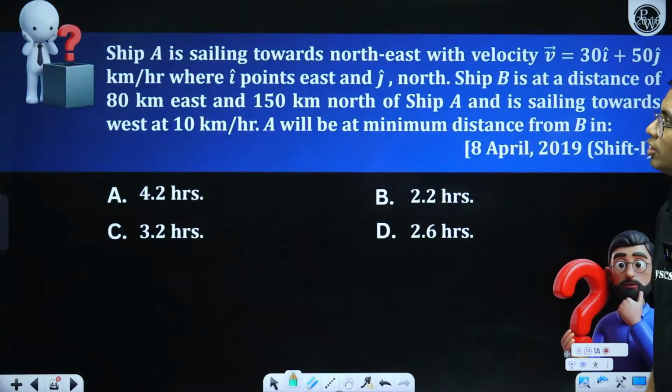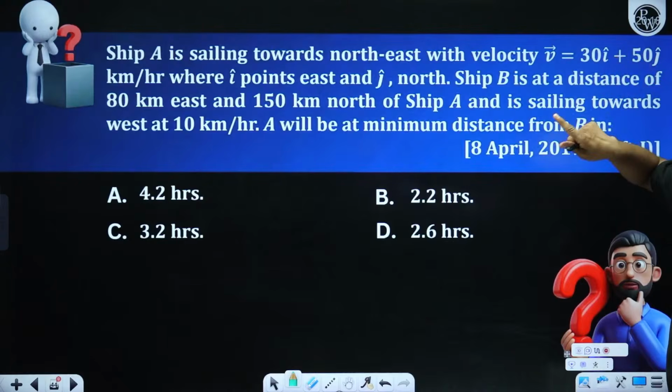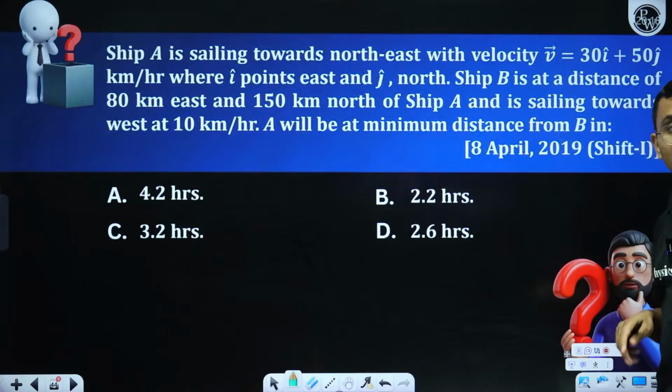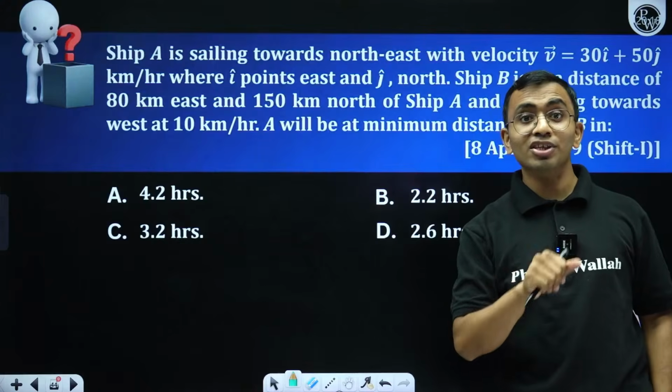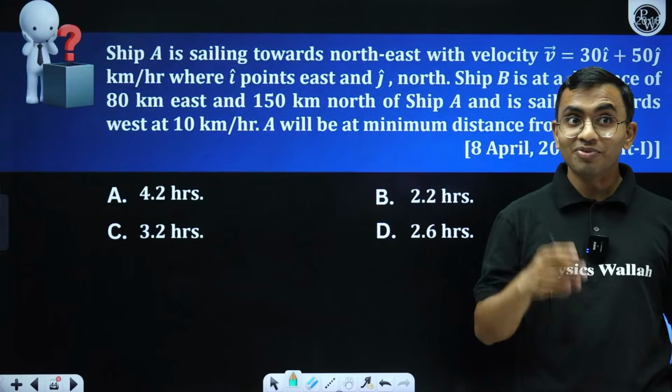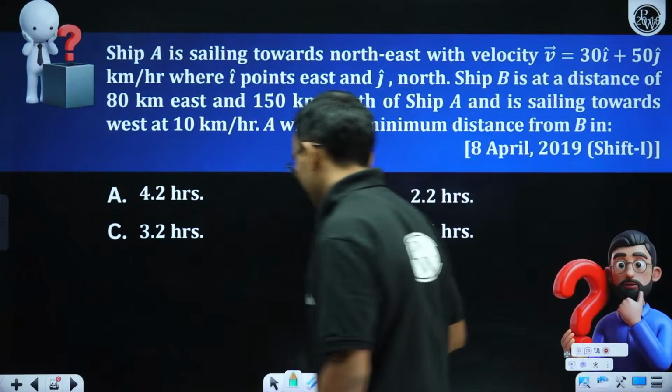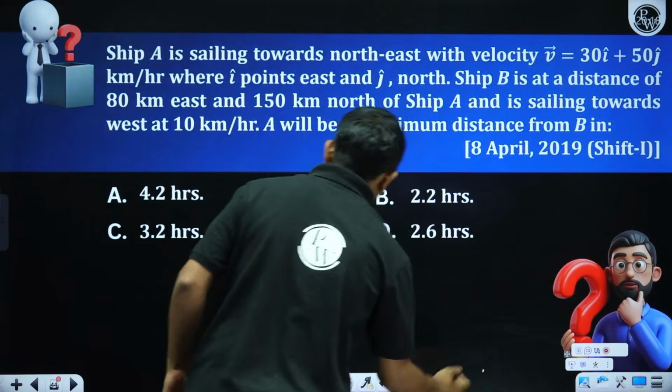This is a JEE Main question. A ship is sailing towards northeast with this velocity, where i cap points east and j cap points north. Ship B is at a distance of 80 km east and 150 km north of ship A and is sailing in this direction. What will be the minimum distance of B from A? In this question, a lot of calculation is needed. So, we will understand the method. I will leave the calculation for you people. You have to do the calculation yourself. I will tell you the method, what is happening here.